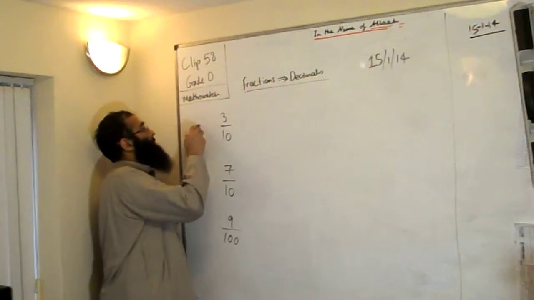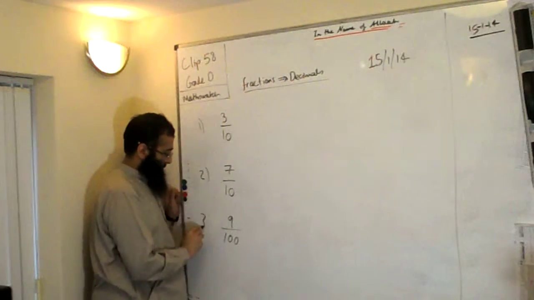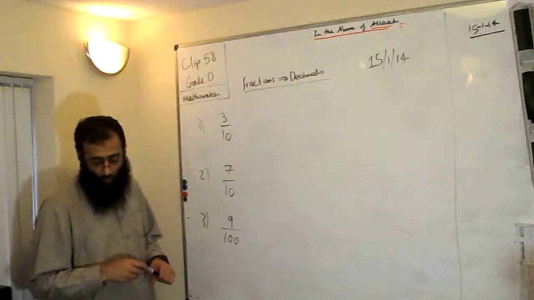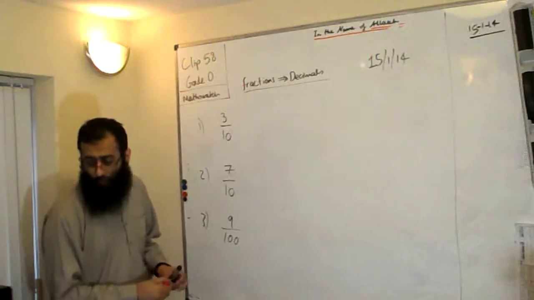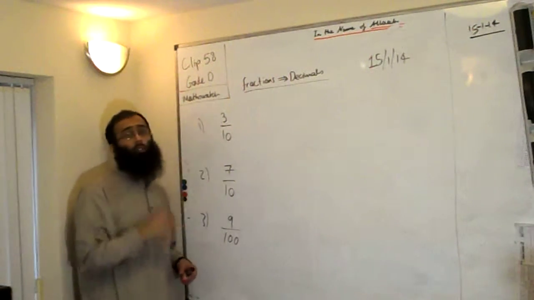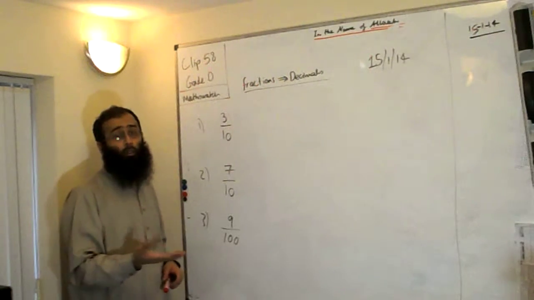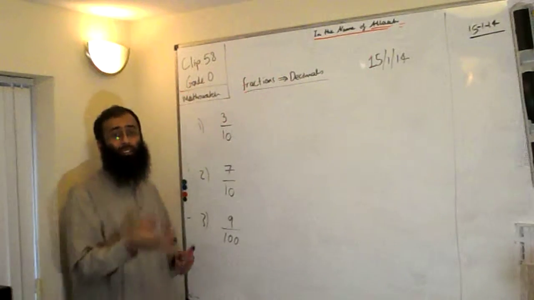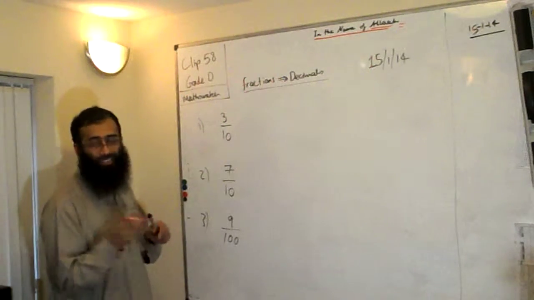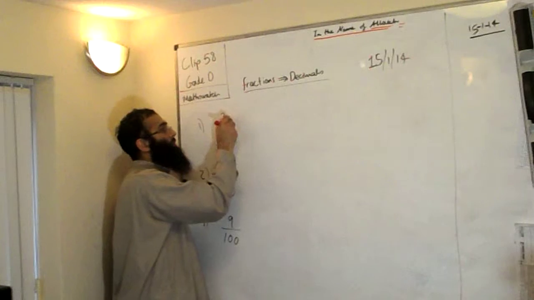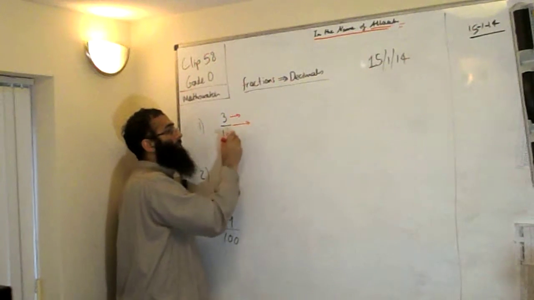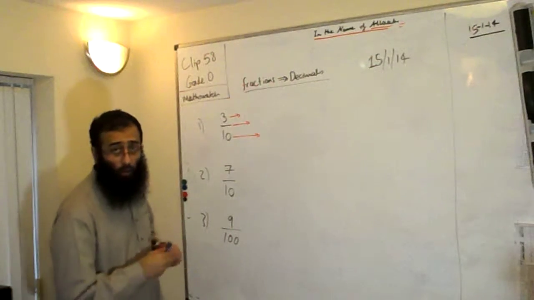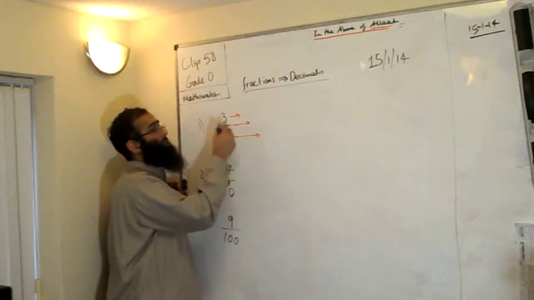Now, question number 1. It says 3/10. What we need to do first of all is understand what this fraction is. Another way of reading the fraction, a lot of people say it's 3 tenths, 3 divided by 10. Let's look at each individual component. This is the way I like my students to think about it. The first number is 3.